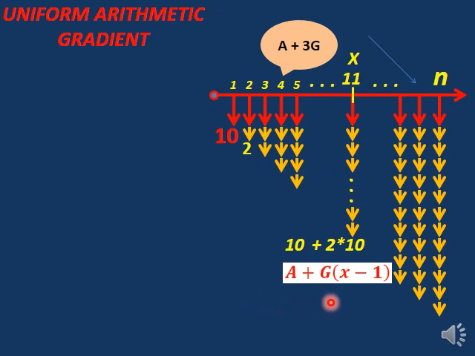Using this quantity, we can determine the present worth of this cash flow by dividing it by the present worth factor of a single payment.